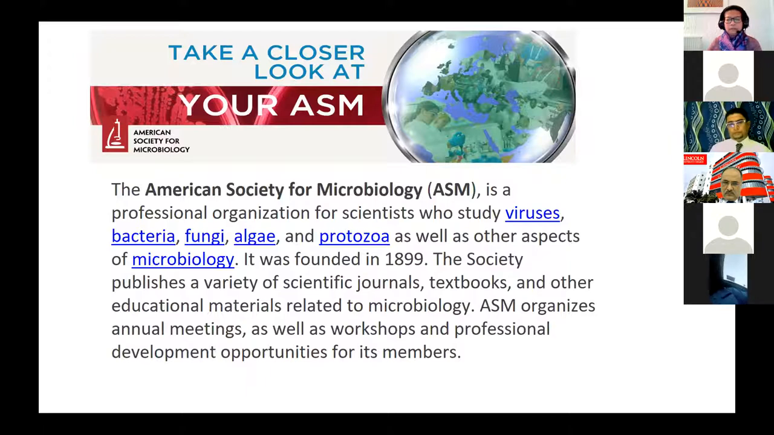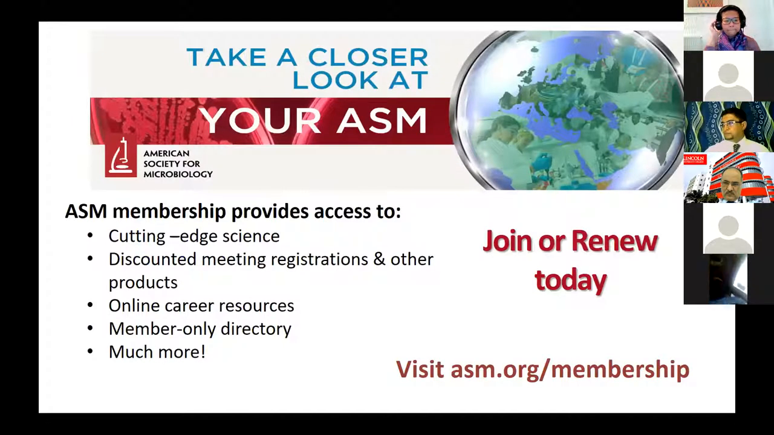There are many types of membership inside ASM. One of them is free for people coming from developing countries like Yemen, the Middle East, and some countries in Africa. For people from Europe or developed countries like Malaysia, they have to pay around $100 per year. If you want to join ASM, just visit asm.org for membership, where you can find more details.